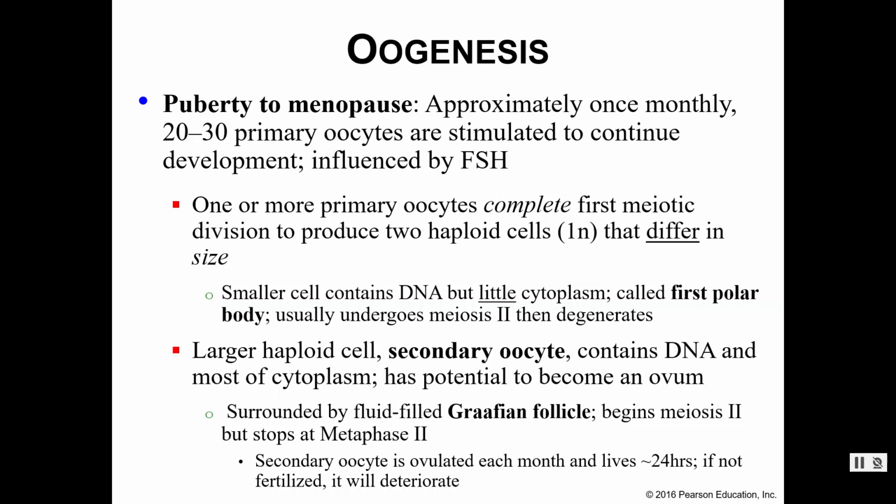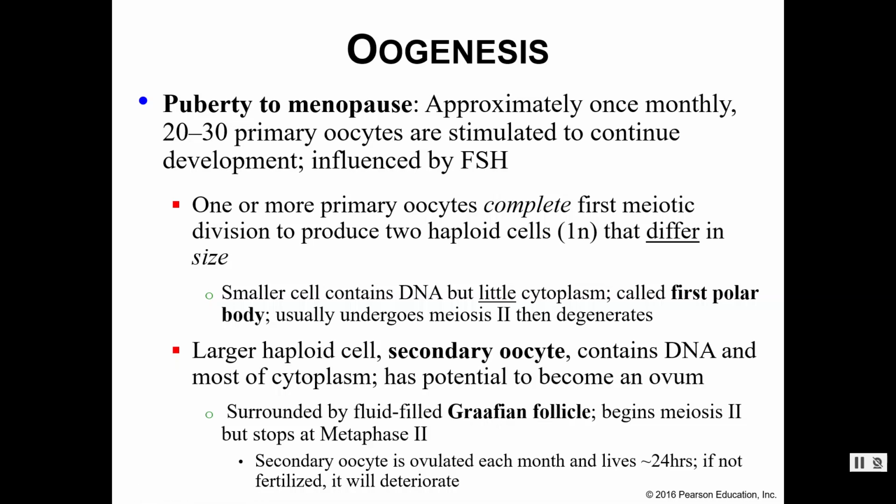They differ in size. The smaller cell has DNA, but very little cytoplasm, and it's called the first polar body. It usually will finish meiosis II, but then it will just degenerate. So the little tiny cell doesn't really do anything. The larger of the haploid cells will be referred to as the secondary oocyte. It contains the DNA and most of the cytoplasm. This secondary oocyte has the potential to become an ovum. It will be surrounded by the Graafian follicle that we've mentioned, which has fluid in it as well.